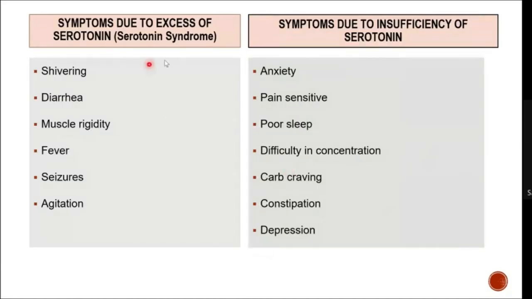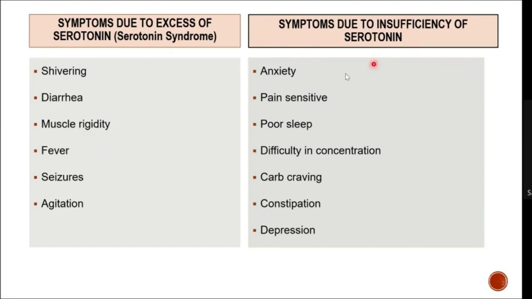Now we'll go back to the table, how we try to learn. If there is an excess of serotonin, what is going to happen? It will be called serotonin syndrome. And what are the symptoms? Shivering, diarrhea, increased motility, muscle rigidity, because again the firing has increased. So you will find that muscles, both flexors and extensors, have become hypertonic, and now you are giving a sign of rigidity. There may be fever, seizures, agitation and so on. These are a few symptoms.